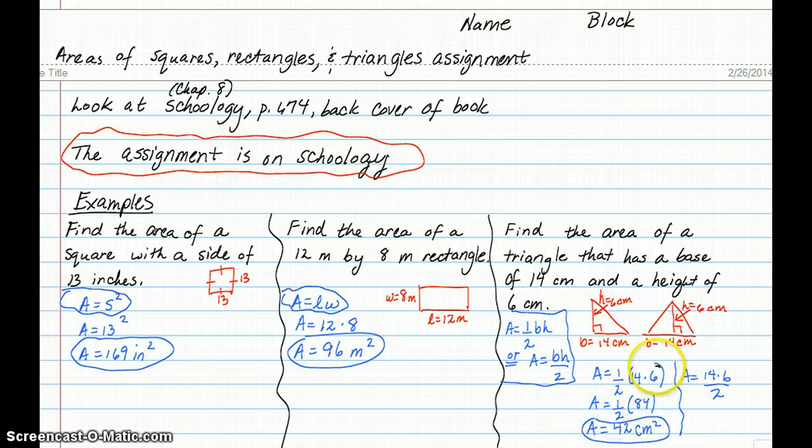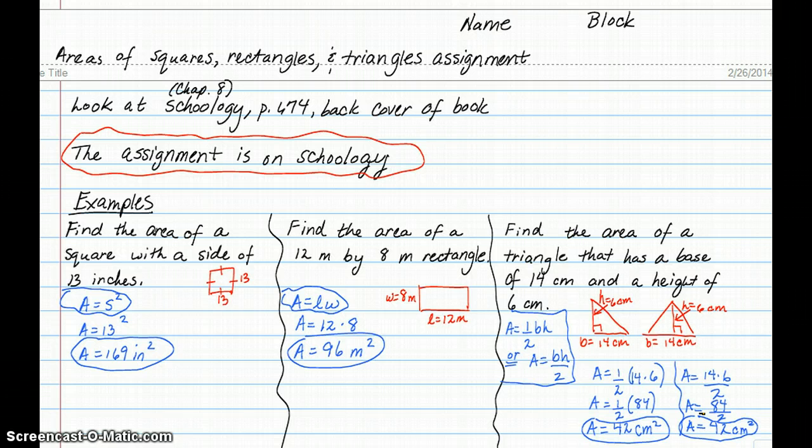Another way to do it is dividing by 2. So we already know 14 times 6 is 84. So A equals 84 divided by 2. 8 divided by 2 is 4. No remainders. 4 divided by 2 is 2. So 42 centimeters squared. Same answer, just a little different way of getting that answer.